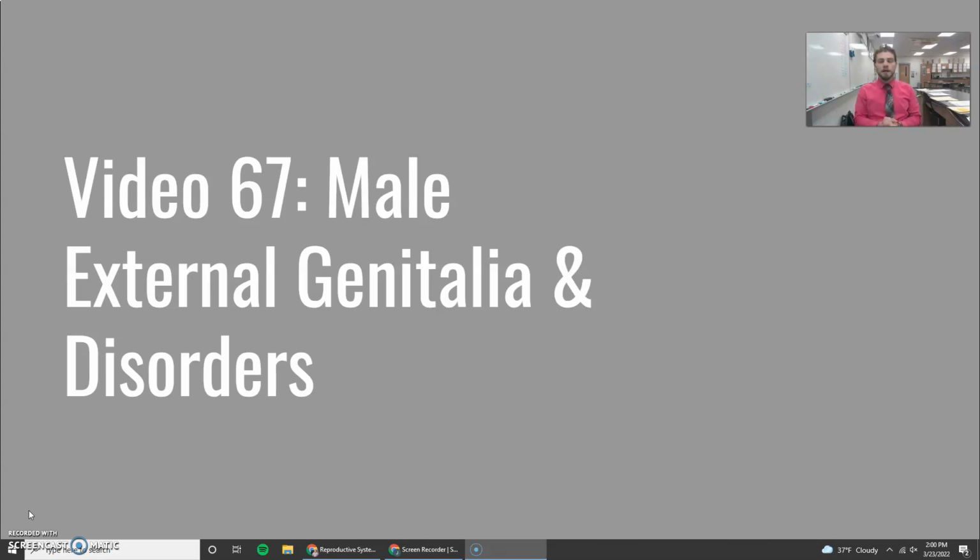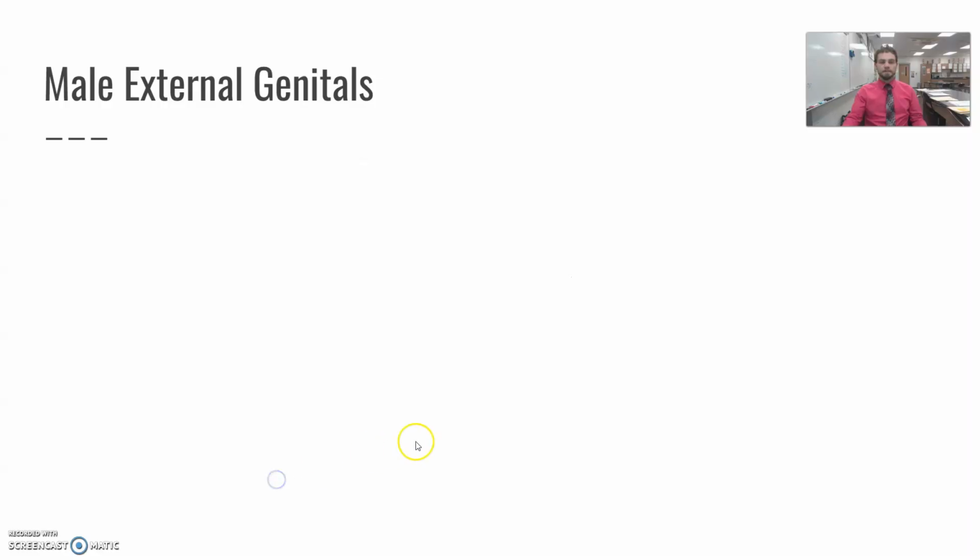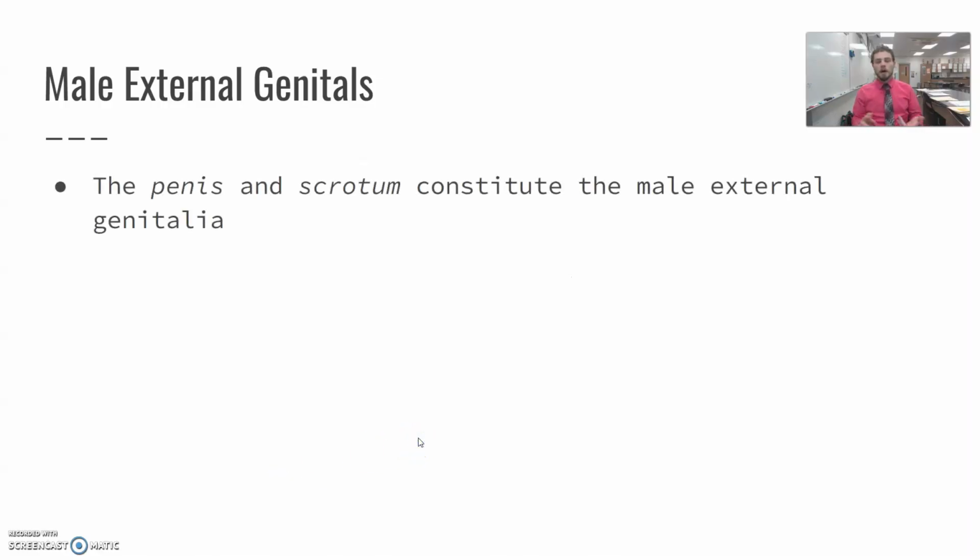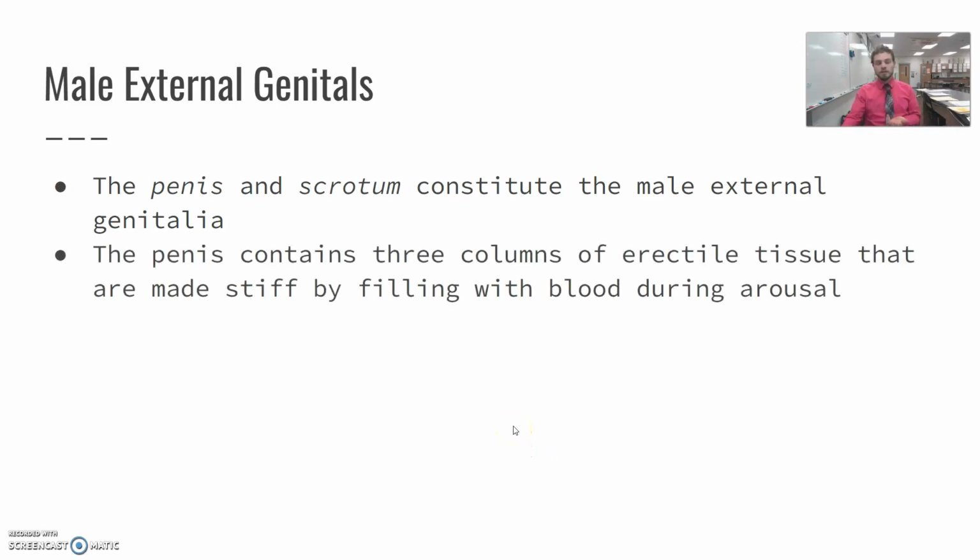In this video, we're going to take a look at the external genitalia as well as common disorders of the male reproductive system. So there are two parts to the male external genitalia. They are the penis and the scrotum. We've already previously mentioned the scrotum.